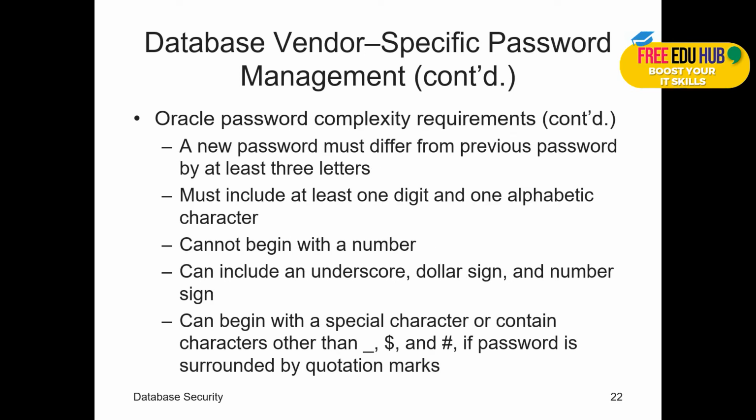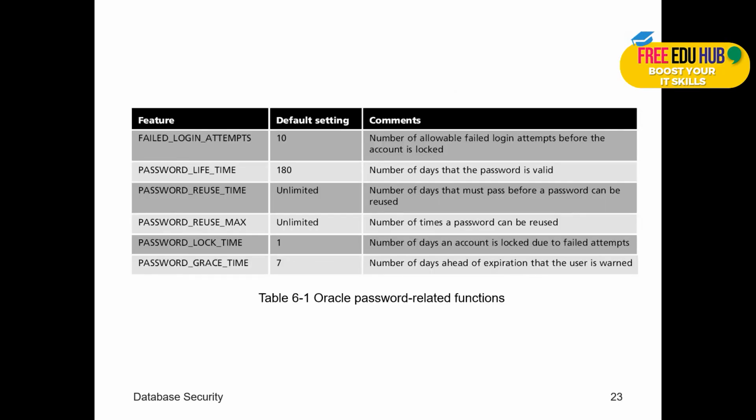A new password must differ from the previous password, must include at least one digit, be alphanumeric, and cannot begin with a number. It can include an underscore or a $, can begin with a special character or $, hash sign, or the password can be surrounded by quotes. Now, they are showing these Oracle password related functions, like failed login attempts.